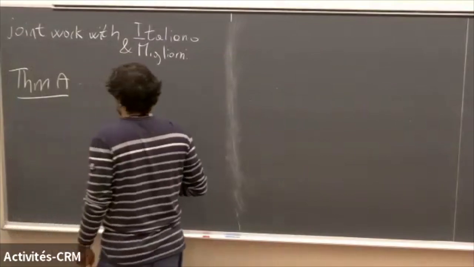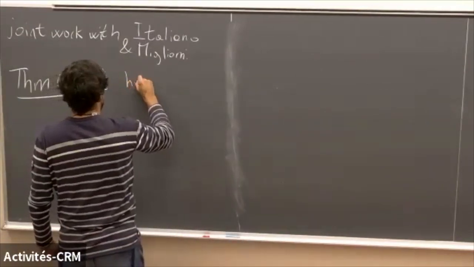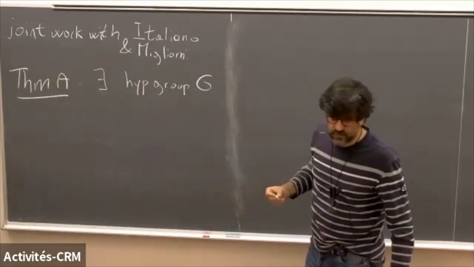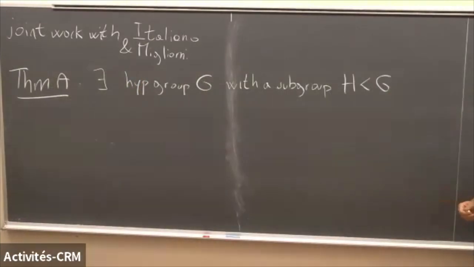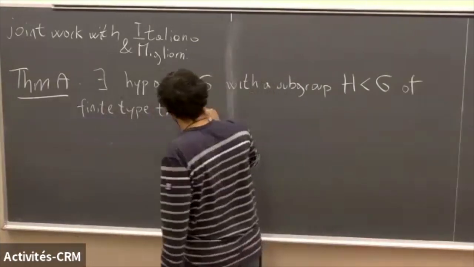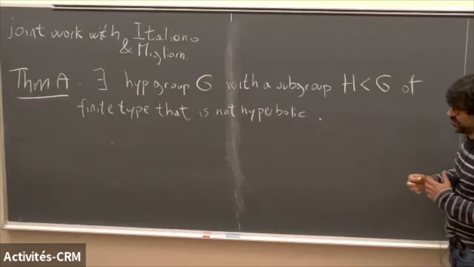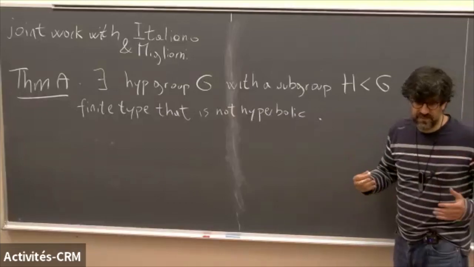Theorem A. So the theorem says that there exists a hyperbolic group which contains a subgroup which is of finite type that is not hyperbolic. Okay, so this means that being hyperbolic is not hereditary in any sense, unless of course you add some other hypothesis, maybe it's hereditary.